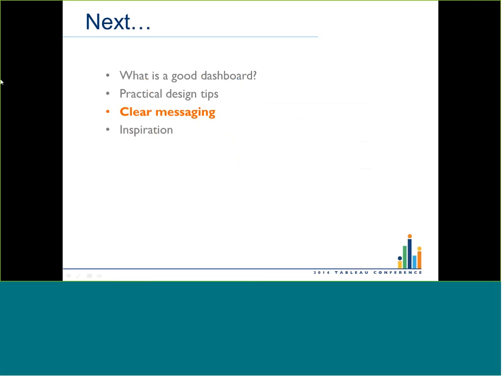So how do I make sure that my message is clear? We have all these design tips under our belts now. And if you listened to or attended the other visual design session, I'm sure you have a few more. But what about the message? What about the message we're trying to convey? How do we make sure that that message is clear and it's coming across in a way that the end user can understand?